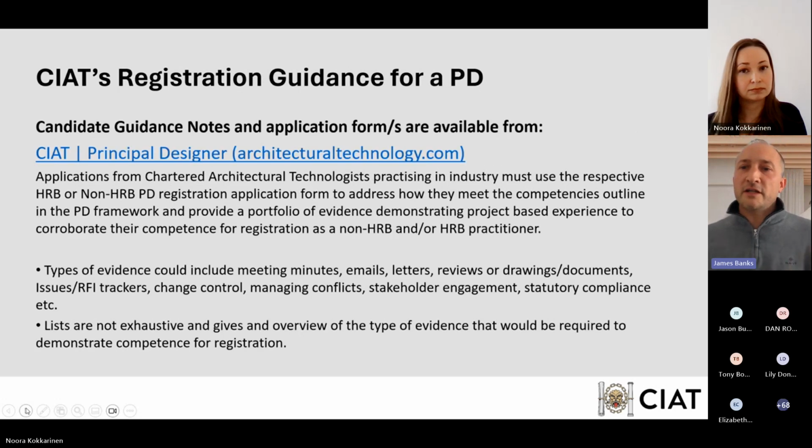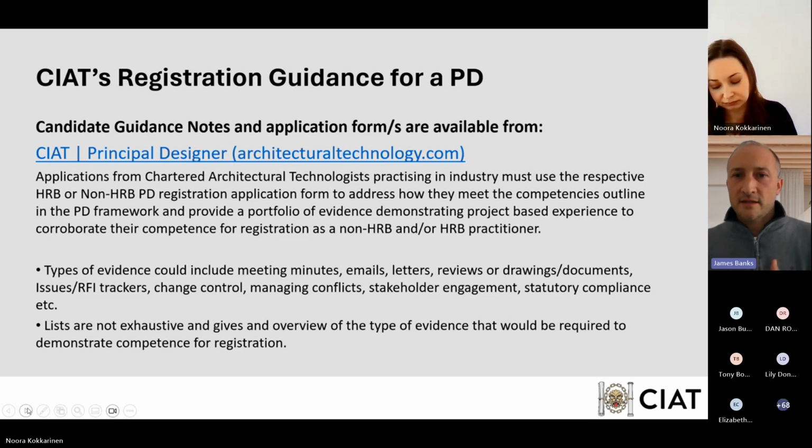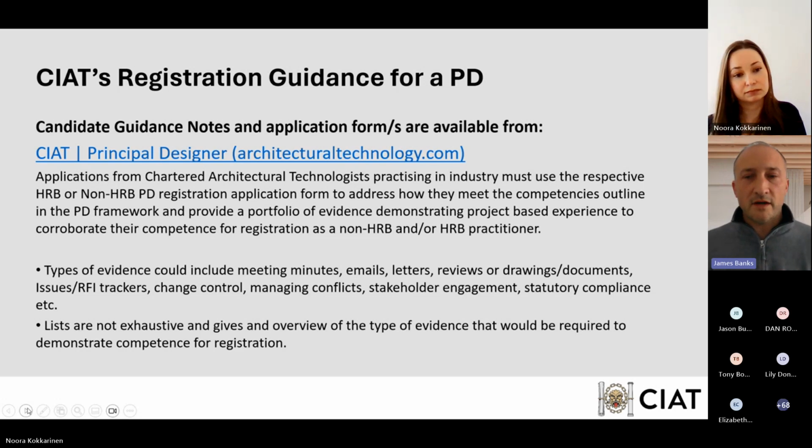So again, it might be the fact that you need to go away, look at these criteria, consider what project examples you've got to prove experience, and then provide a concise written narrative to address each of the criteria and back that up where possible with supporting evidence. Within the candidate guidance notes, there is a bit more of a steer on how you could constitute an application and what kind of things we're looking for. But ultimately, you need to show proficiency, competency, and experience as a PD practitioner against the respective criteria.